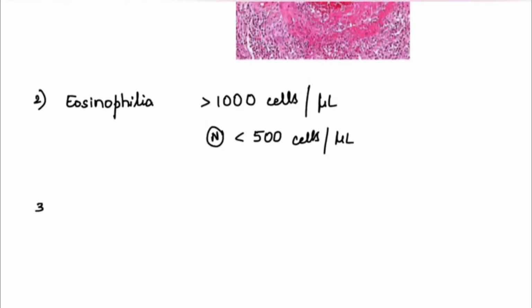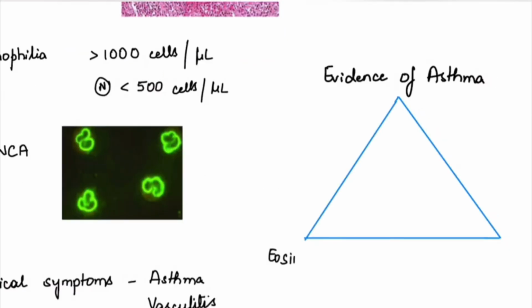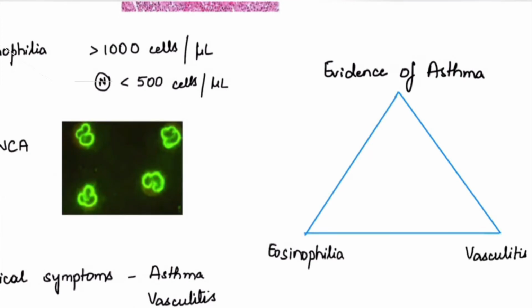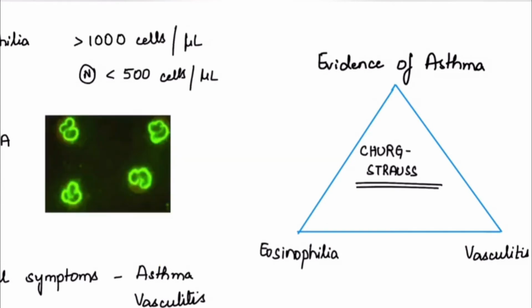There is also P-ANCA that can be demonstrated by immunofluorescence technique, and this is the picture showing P-ANCA on immunofluorescence. The next way to diagnose is to look at the clinical symptoms. So, an association with asthma and presence of vasculitic changes can give a clue to diagnose Churg-Strauss syndrome. Now, an evidence of asthma with presence of eosinophilia and vasculitic changes together form the triad of Churg-Strauss syndrome.